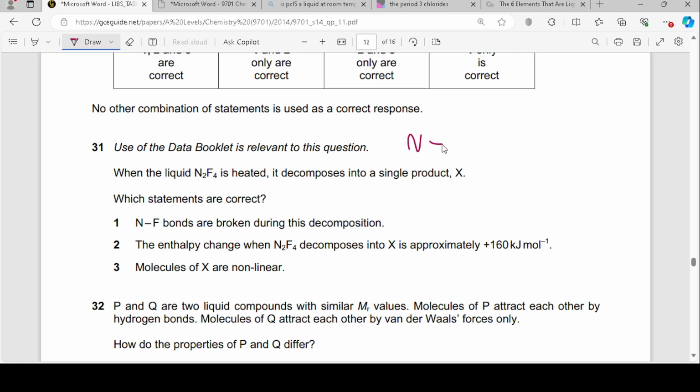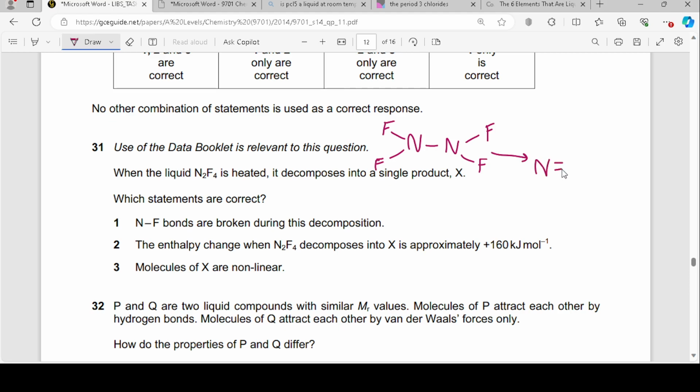So N2F4 would be something like this, I presume. Because fluorine, like halogens in general, likes to form single bonds, and we want nitrogen to have 3 bonds ideally. So I would predict this to be the structure. And you wanted it to decompose into a single product. What could the product be?